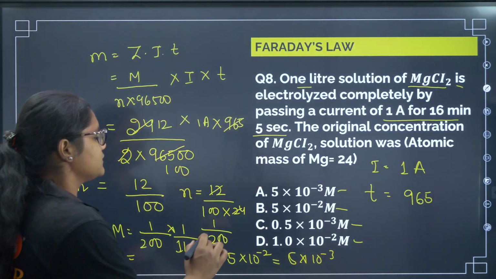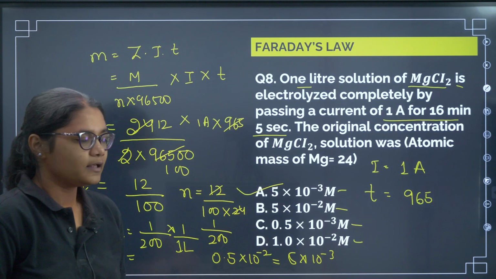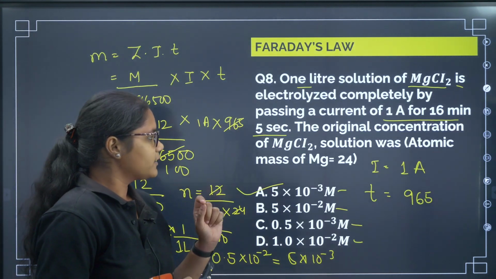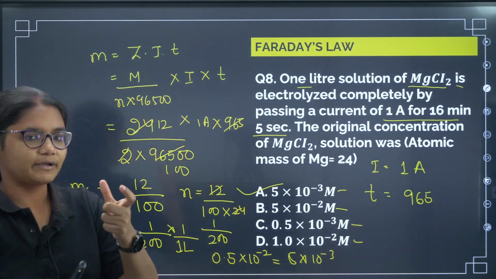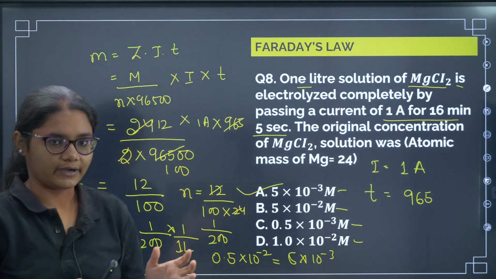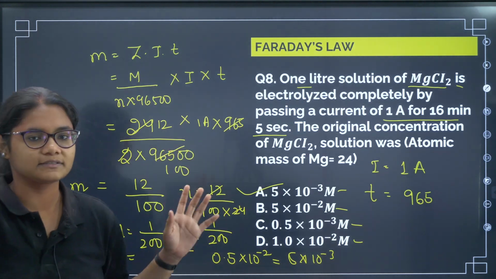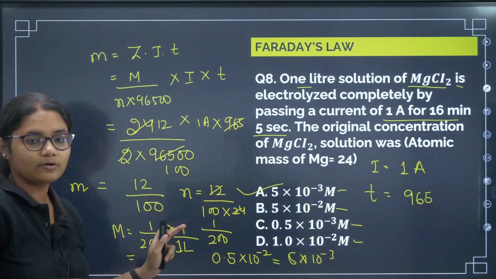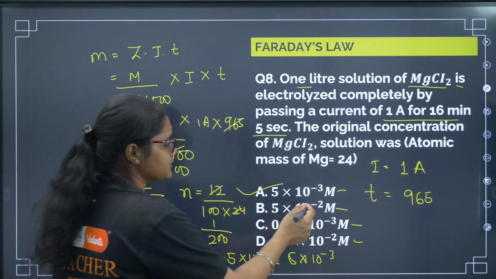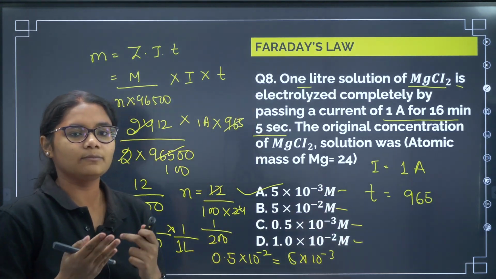So the correct answer for this question will be option A. In this question, the trick was, we already know how to use Faraday's law, but the language of the question, what they have asked you, is a little different. It is not directly asked how much mass is deposited, right? After you get the mass deposited, you also have to calculate the concentration. There you can see the options are in molarity, so we have to find the molarity.